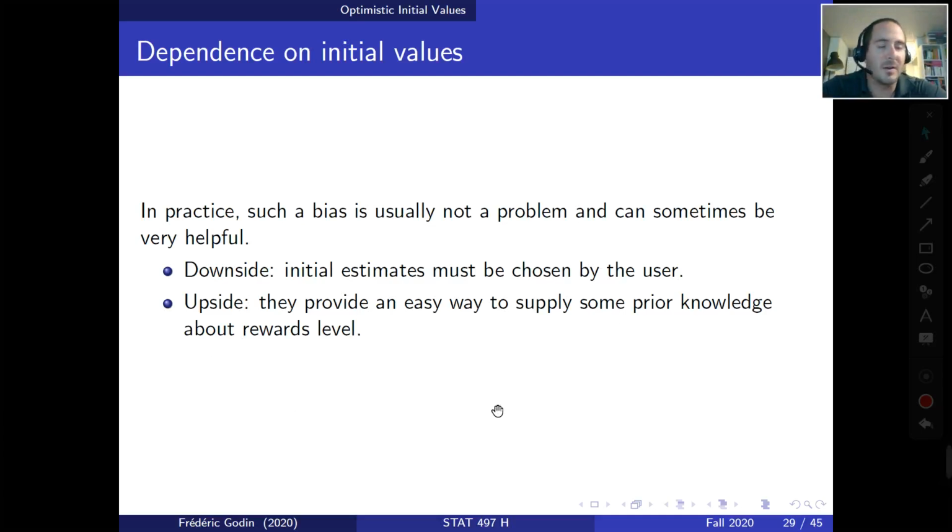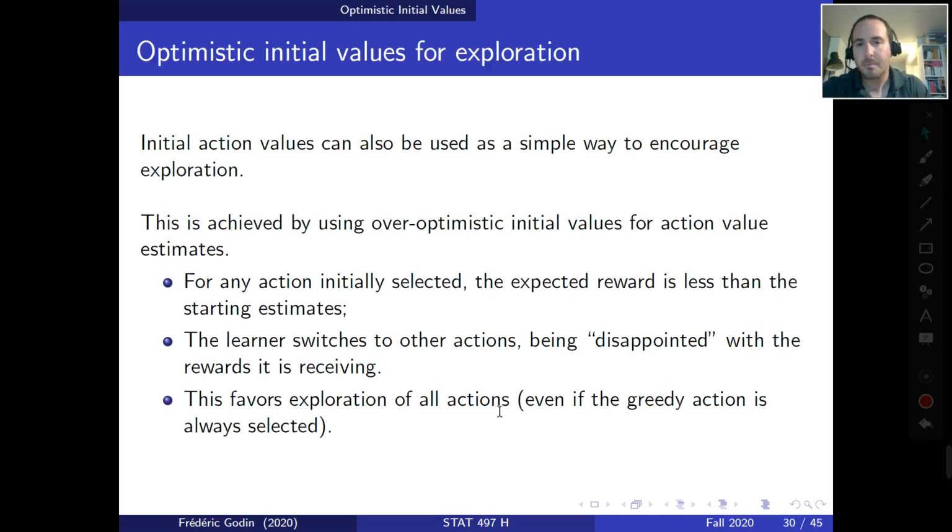But on the upside, they are an easy way to supply some prior knowledge about reward levels. So if, for example, before applying reinforcement learning, you already have an idea of the expected rewards, it might be a vague idea, it might not be precise, but you can use that prior knowledge to select initial estimates of the various actions. So it might be useful in that case.